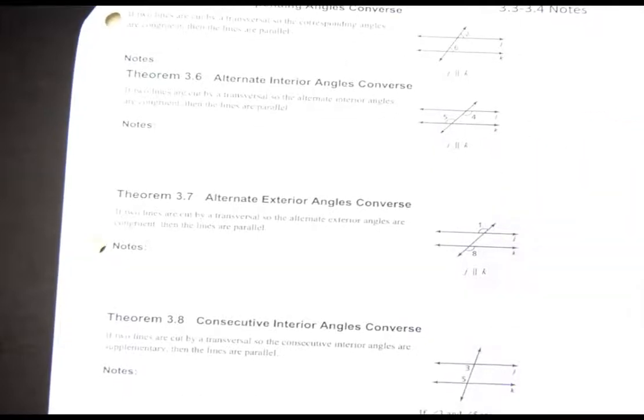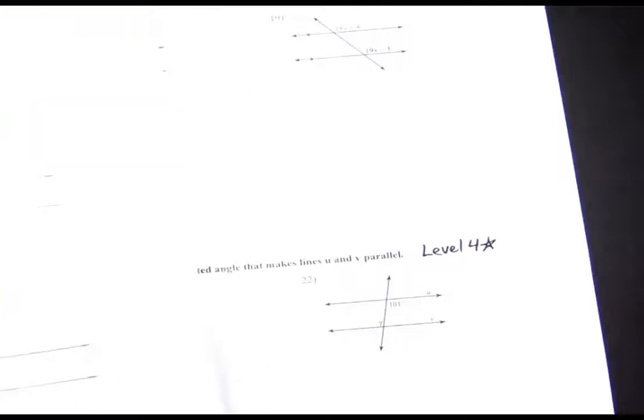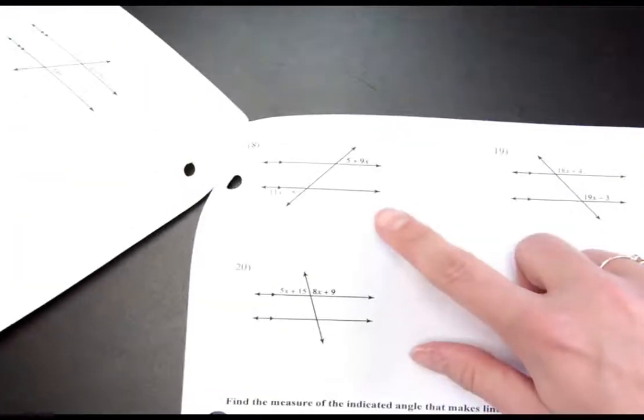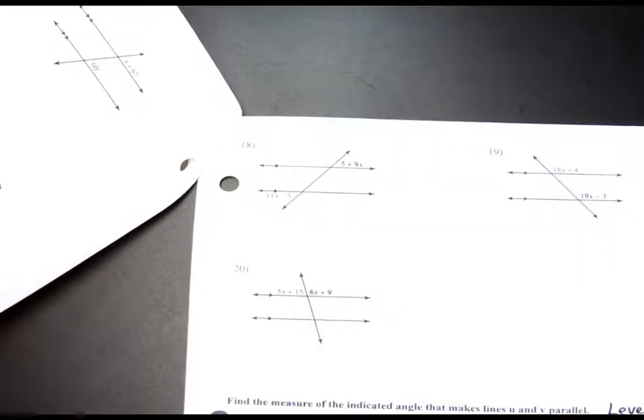Is it possible to have alternate exterior angles that are not congruent? If they're not parallel. Yeah, so if the lines aren't parallel, then that doesn't tell us anything about the angles. So on your notes from last class, or on your assignments, these little arrows in the middle of the line, those mark the lines as parallel.